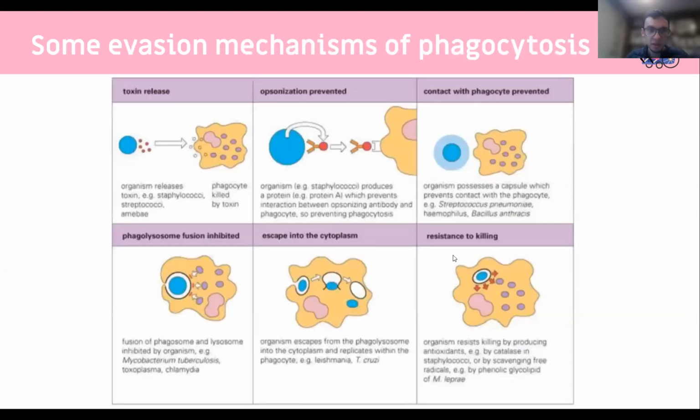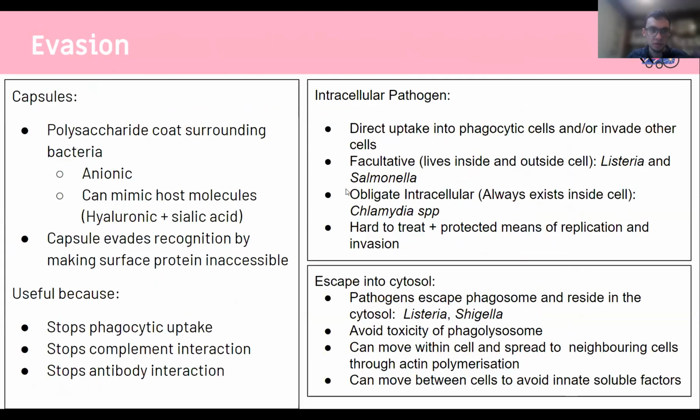These are some evasive mechanisms of phagocytosis. There's a lot: toxin, opsonization prevention. You don't need to know all of these. All you need to know is that evasion mechanisms exist. Some bacteria can evade phagocytosis, and we'll talk about the methods they use to do this.